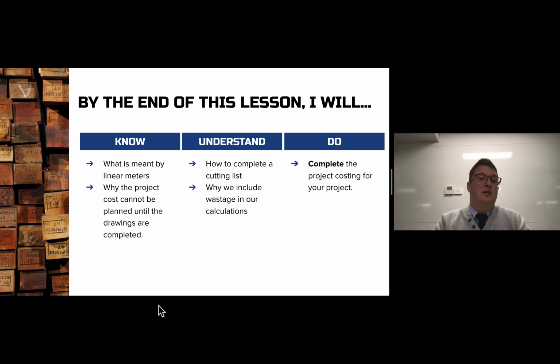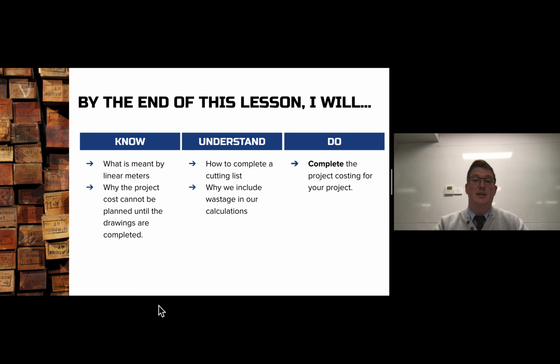In this particular lesson, I'm going to show you through a few different concepts. Firstly, we need to understand what a linear meter is and how that is different from just buying our timber by the meter. Secondly, we need to work out why the project cost can't actually be calculated until you've done your drawings. So a little bit of a strange one there. We quite often do our drawings after we've done our finance management, but realistically, your finance management needs to be done after you've got your drawings completed, like if you were giving you the drawings for this project.